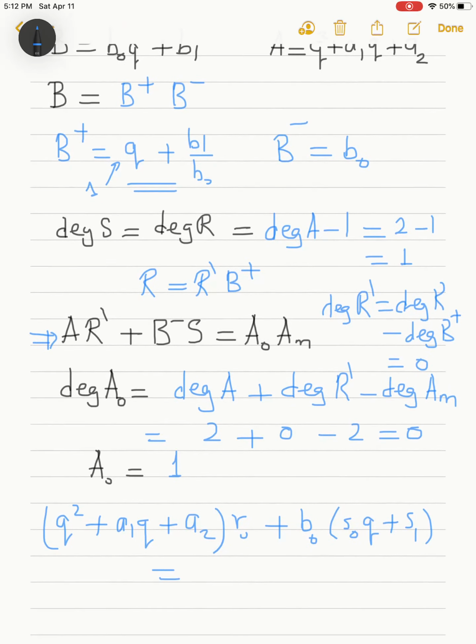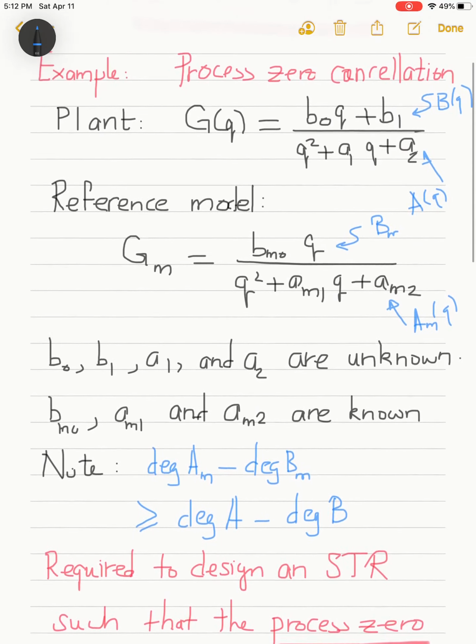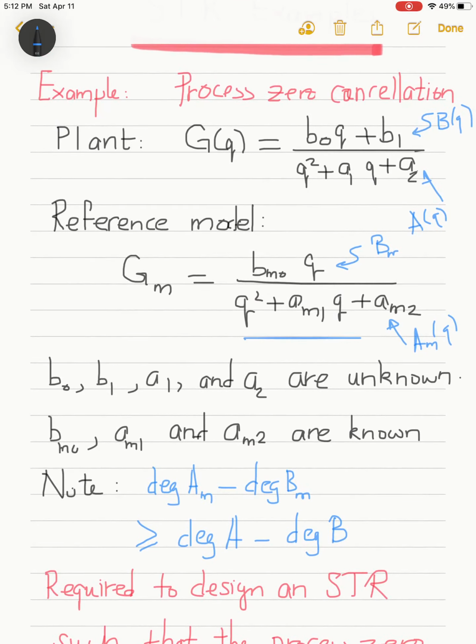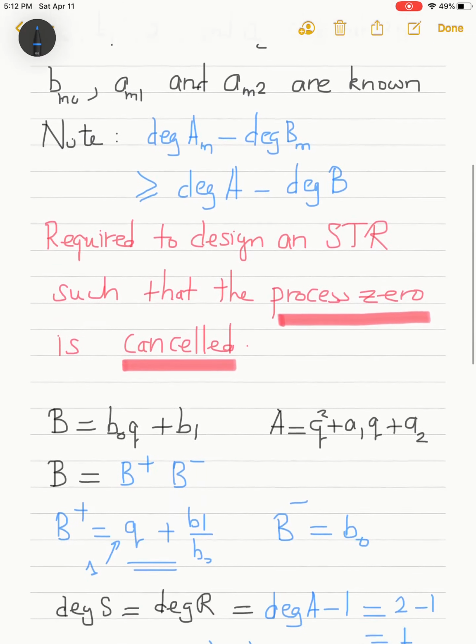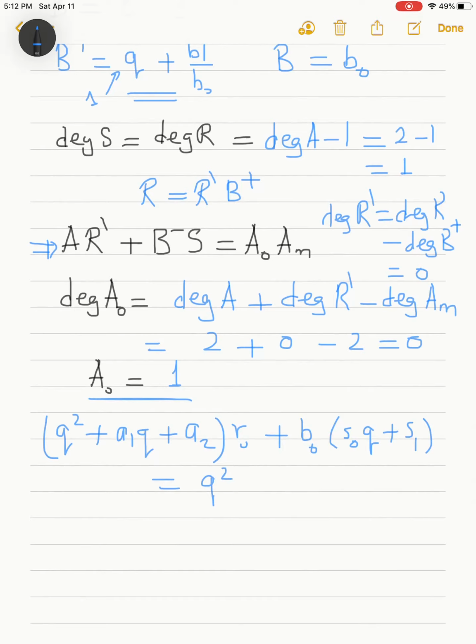Now A node is 1, we assumed it to be equal to 1, and AM is the denominator of the reference model, so it is q squared plus am1 q plus am2, so I will substitute for that here. Now I have to solve this equation for the unknown parameters. The unknown parameters in this case would be R node, S node, and S1.